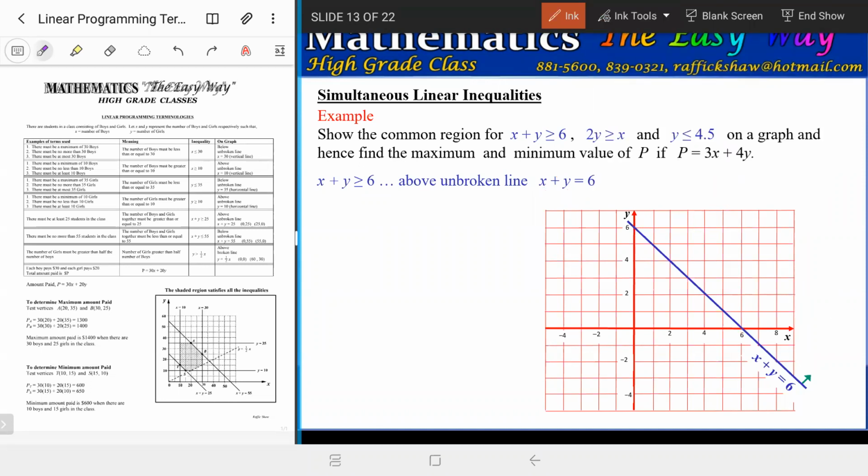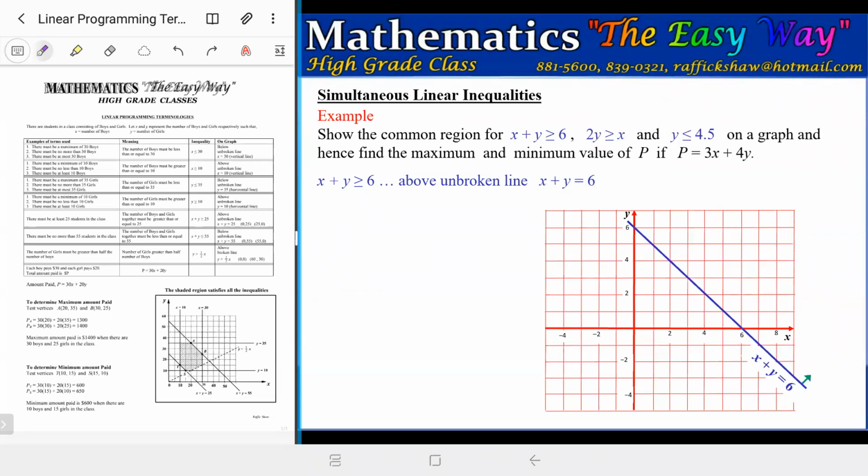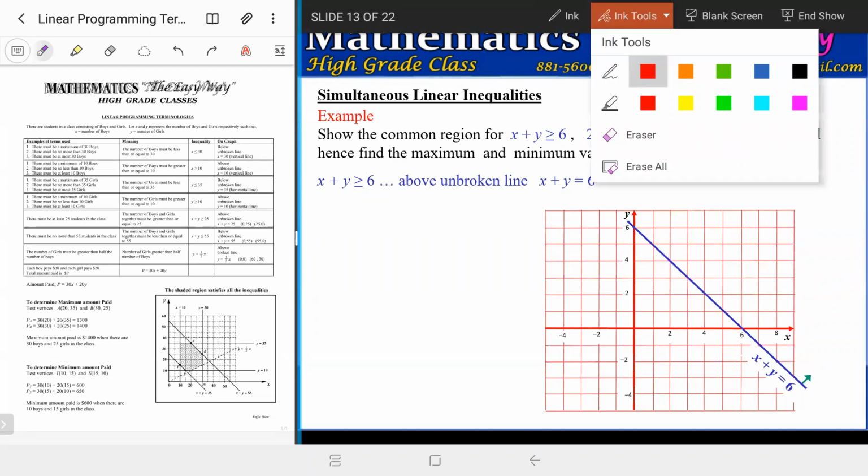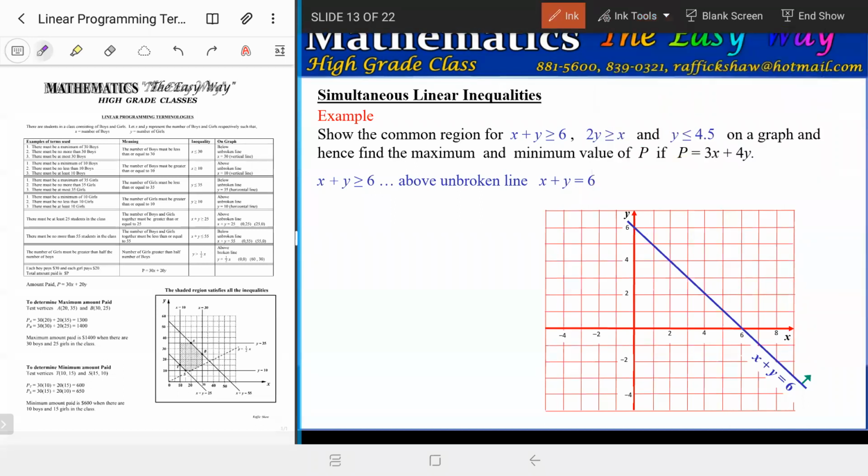Anyway, that is it. And what I do, I put an arrow. I don't want to shade it, but because I want above this line, I put an arrow down here pointing up. That green arrow indicates that I want above that line. So the region that I want is somewhere up here, but I don't shade it yet. Just leave the arrow down here, pointing up, to show that you really want somewhere above this line.